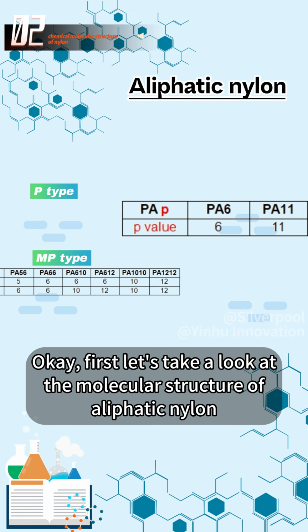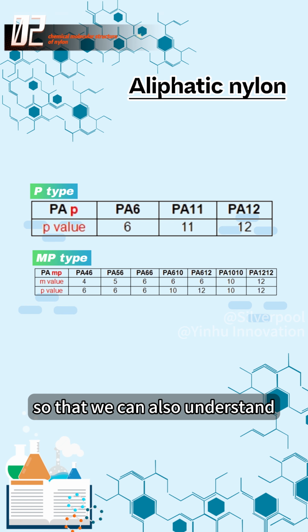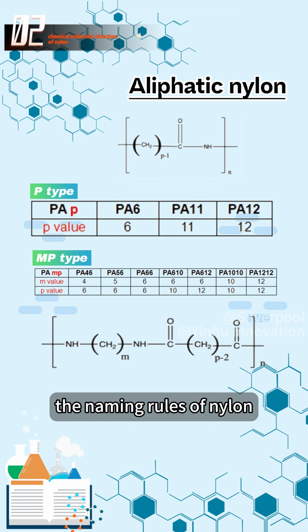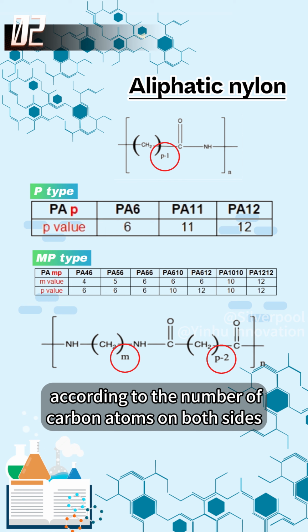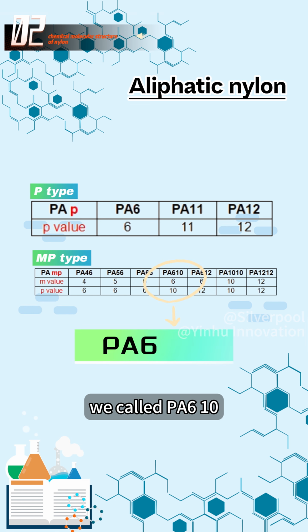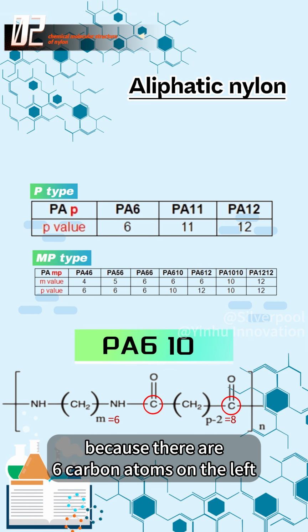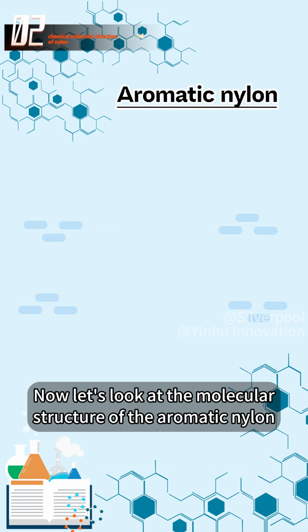Okay, first let's take a look at the molecular structure of aliphatic nylon so that we can also understand the naming rules of nylon. We found that aliphatic nylon is named according to the number of carbon atoms on both sides, such as PA610. We call it PA610 because there are 6 carbon atoms on the left and 10 carbon atoms on the right. Now, let's look at the molecular structure of aromatic nylon.